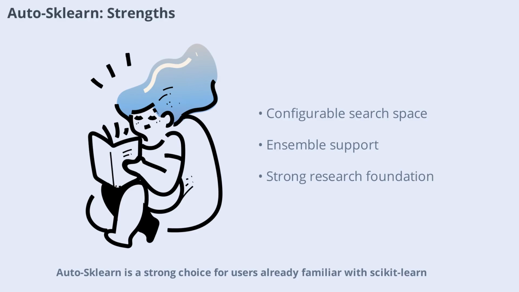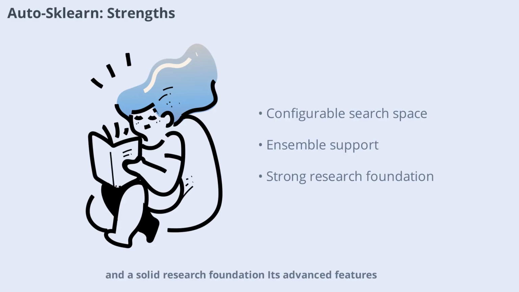AutoSklearn is a strong choice for users already familiar with scikit-learn. It offers a configurable search space, ensemble support, and a solid research foundation. Its advanced features, like meta-learning and successive halving, make it powerful for educational and experimental use. If you want to compare automated pipelines inside a classical machine learning curriculum, AutoSklearn is a great option.